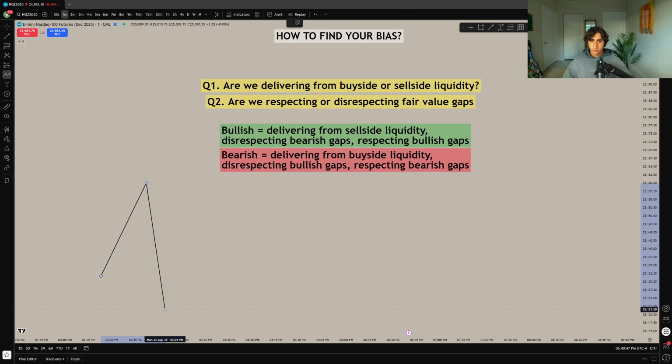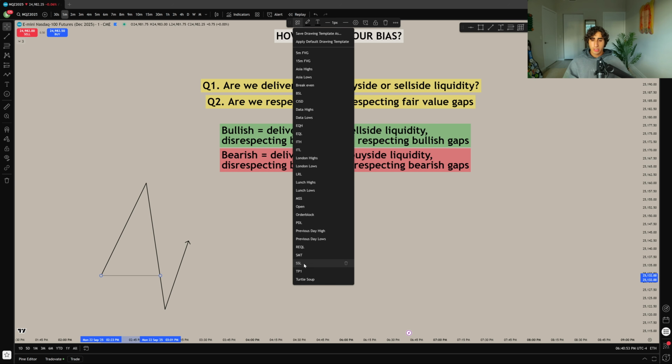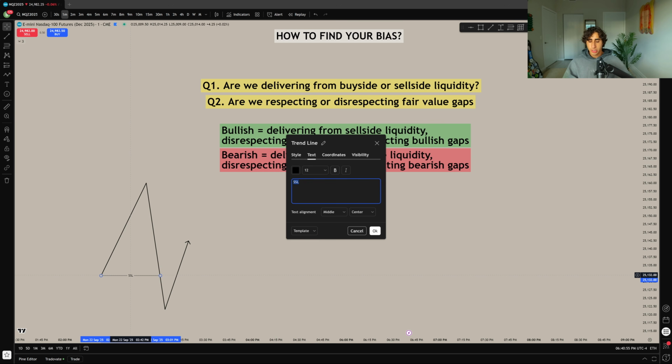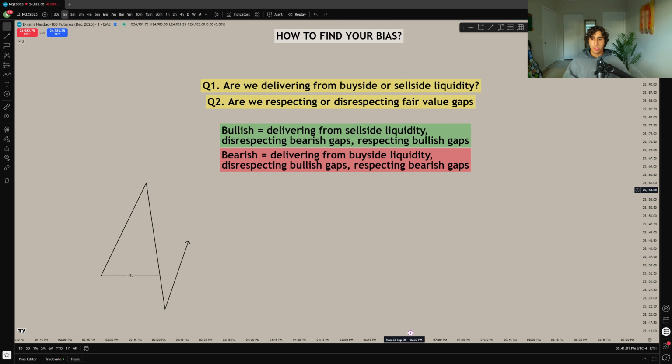Again, if we're going to be bullish, we're going to be delivering from sell side liquidity, right? This is a sell side liquidity pool here. Let's say this is previous day low that we just swept, right? So we just swept out previous day low, and then we're going to be disrespecting bearish gaps in this leg, right? So we'll probably have some sort of bearish gaps get created here.